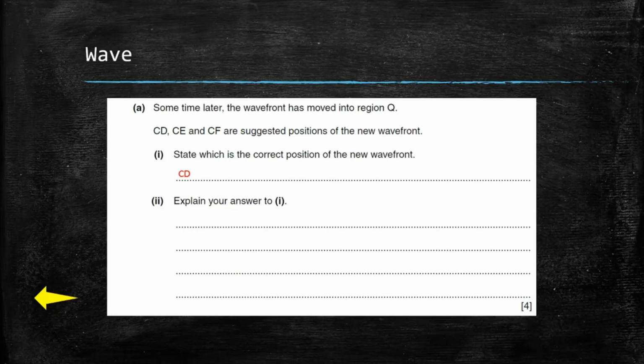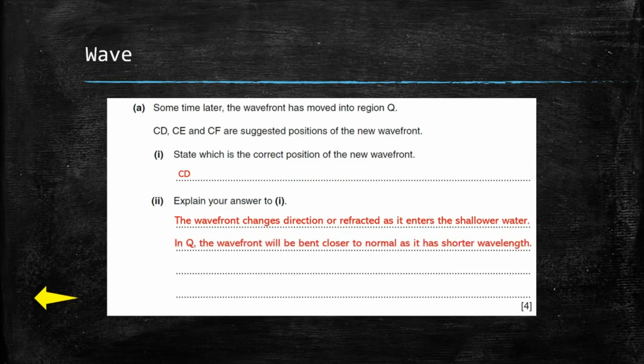A II. Explain your answer to A I. The wavefront changes direction or refracted as it enters the shallower water. In Q, the wavefront will be bent closer to normal as it has shorter wavelength. So, B will become the center point for the wave to spread in Q. Let's continue to question 5B.